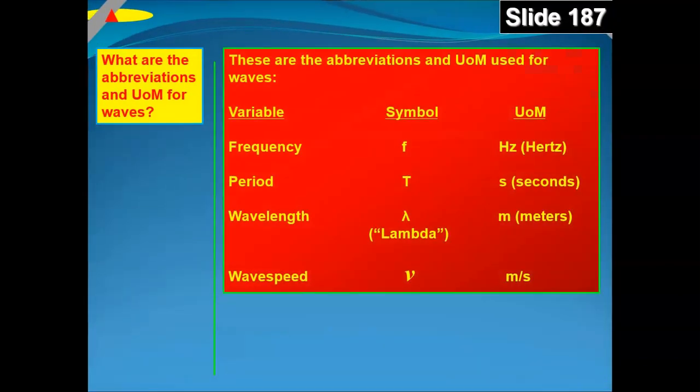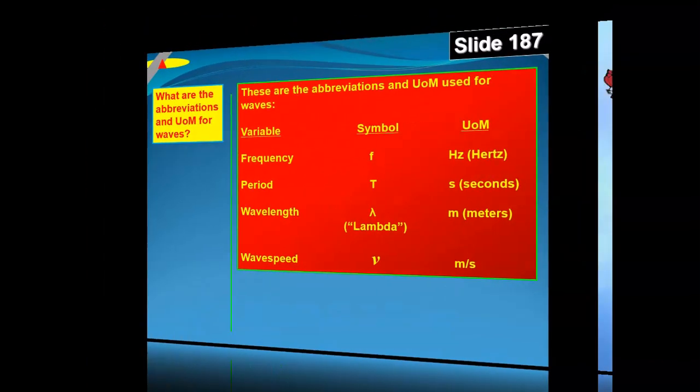So here's a summary of the abbreviations and units of measure for waves. Frequency is lowercase f, and the unit of measure is hertz. Period is capital T. That actually wasn't introduced earlier, but there it is. It stands for time, and it's measured in seconds. Wavelength is lambda, the Greek letter lambda. It's measured in some unit of meters, could be millimeters, centimeters, nanometers, something like that. And wave speed, which is V for velocity, is measured in meters per second.